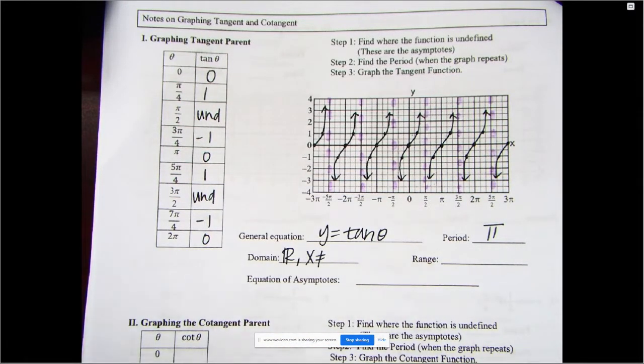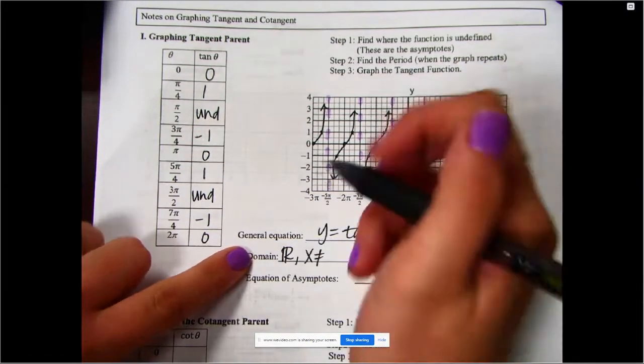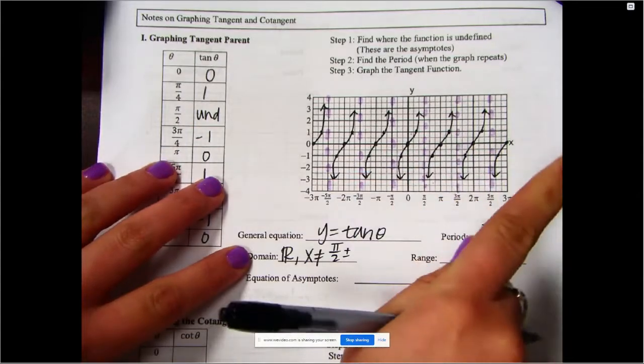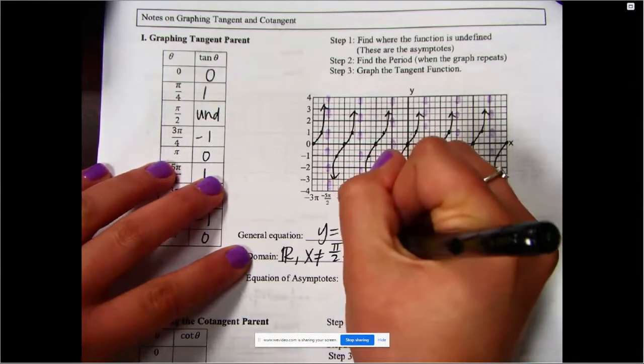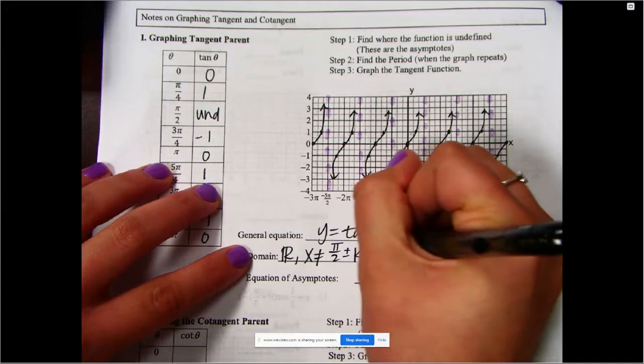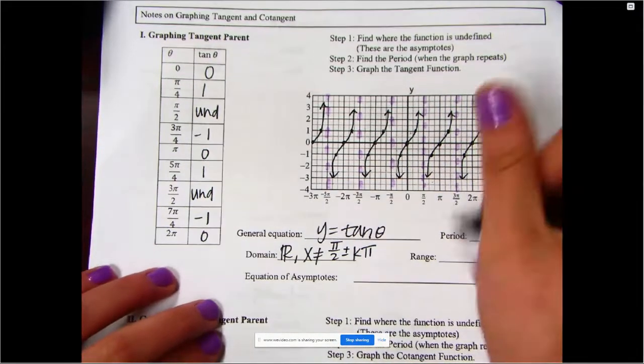Well, I'm not going to sit here and write every asymptote because I would literally be writing for the rest of my life. So I'm going to pick one asymptote. It doesn't matter which one. I'm going to pick pi over 2, plus or minus, because there's some to the right, some to the left. Okay, and the length they are apart is pi. Yay! Range is all real numbers.